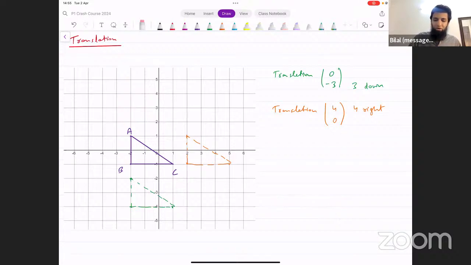Now, what if I told you this diagram basically moved to some point here, let's say. Can you figure out what transformation this is? What translation would this be? Any idea? What would be the translation?